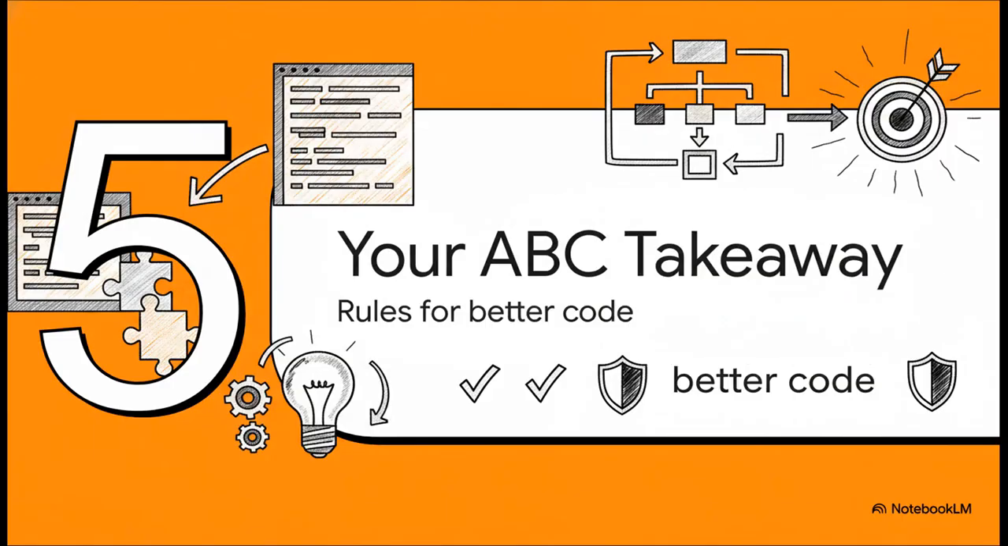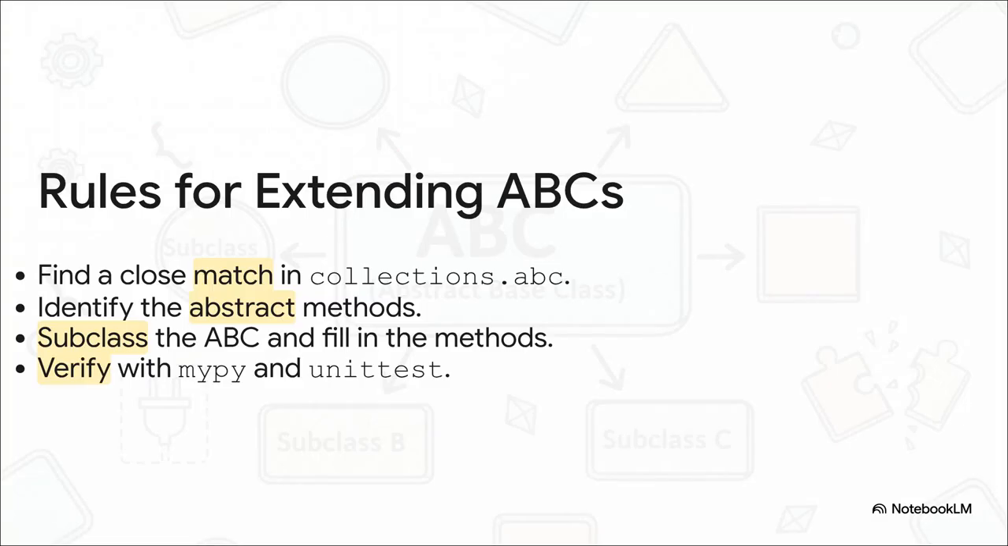Okay, let's wrap this all up into a clear, simple takeaway. How can you actually use this stuff in your own code? Well, it really just comes down to a few simple rules. So the process is pretty straightforward. First, look in collections.abc and find an existing blueprint that's a close match for what you want to build. Second, figure out which abstract methods it says you have to implement. Third, you just subclass that ABC and write the code for those missing methods.